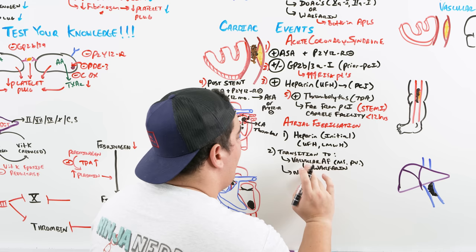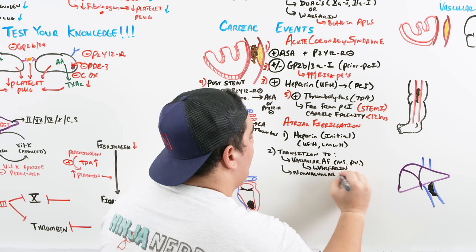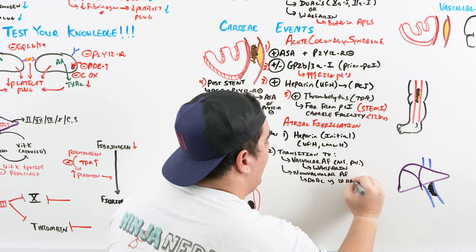If the patient has non-valvular AFib, in other words, they do not have severe mitral stenosis and they do not have a mechanical prosthetic valve, you can do either or. You can do a DOAC versus warfarin. It really just depends on their underlying comorbidities.